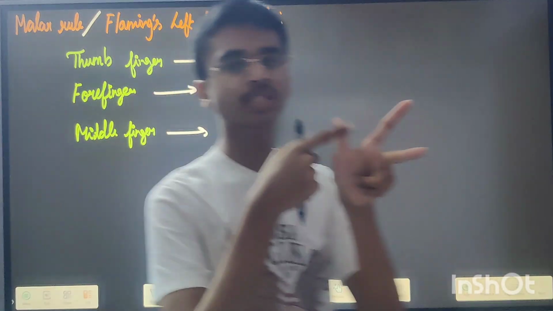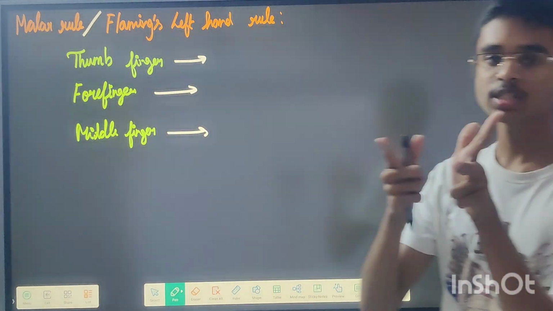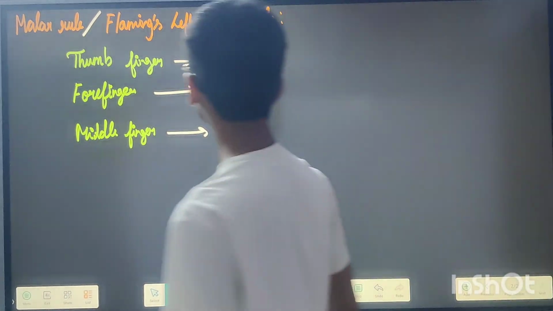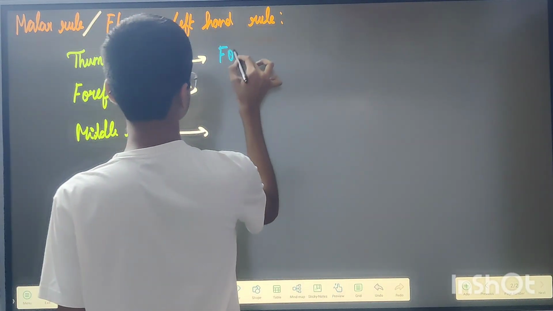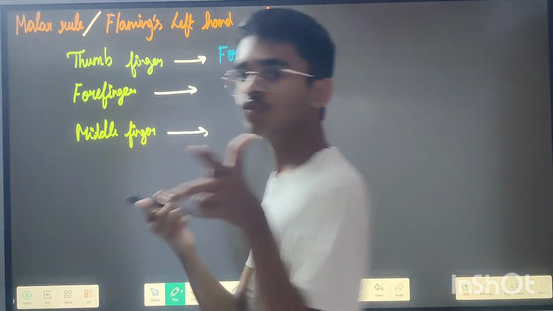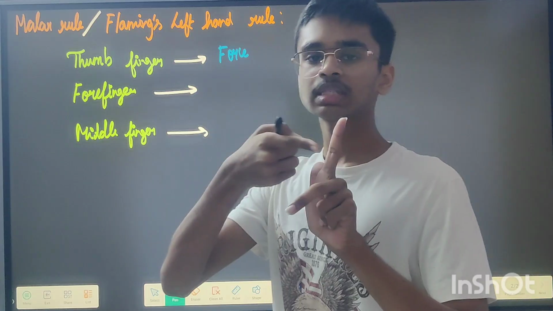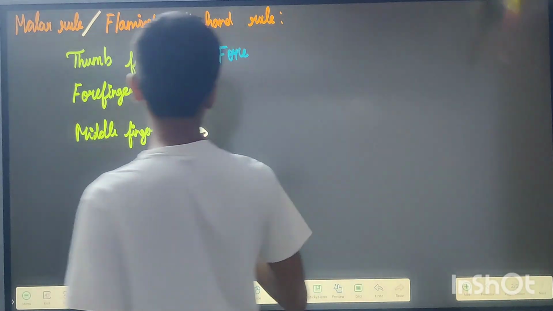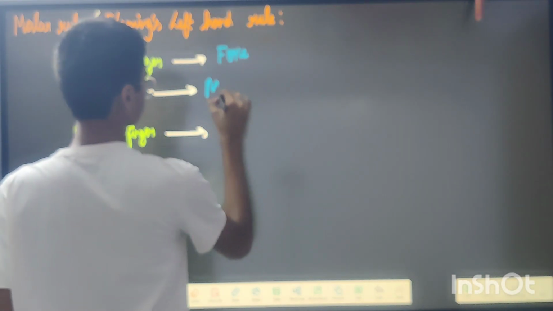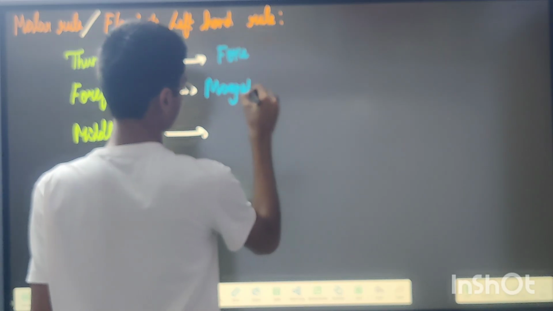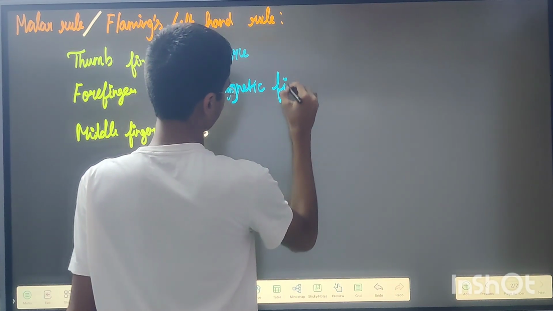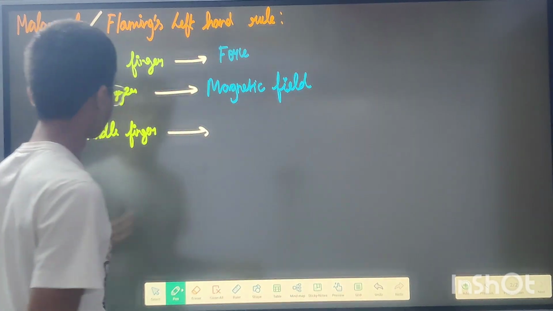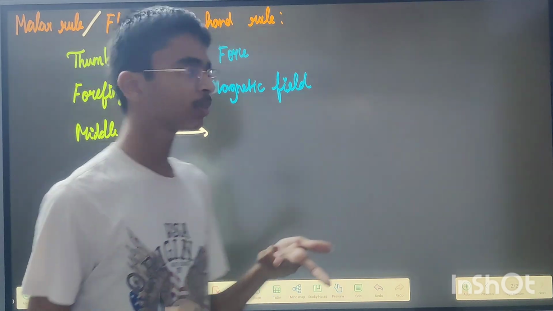First is thumb. So thumb represents the force that is produced by the magnetic field. Okay, so force. Next is the forefinger. This is going to be the magnetic field itself. Next is your middle finger, which is going to be the direction of current.